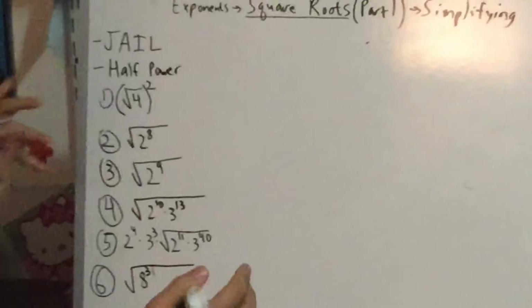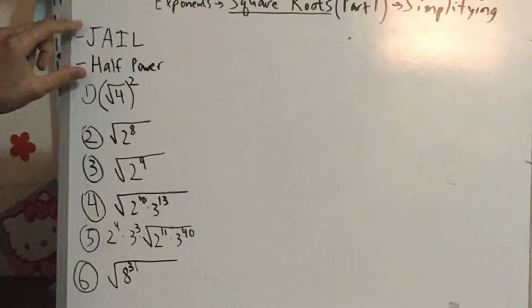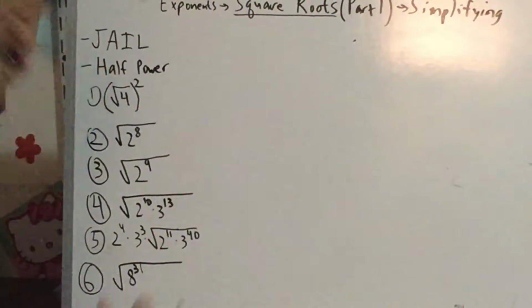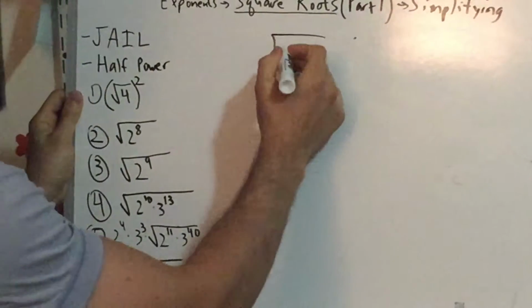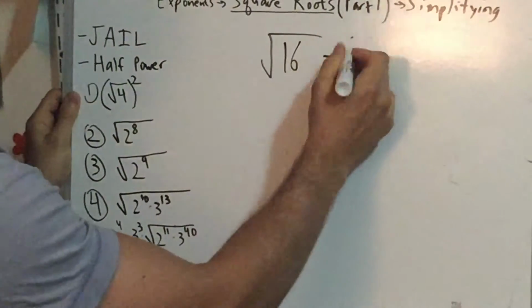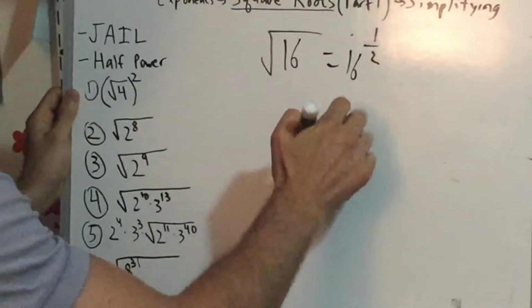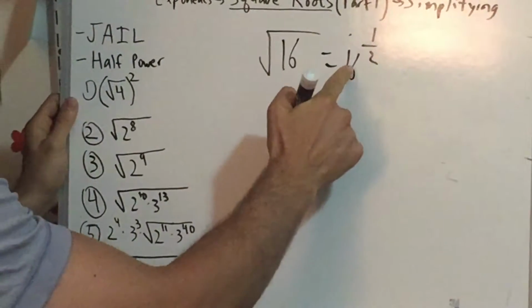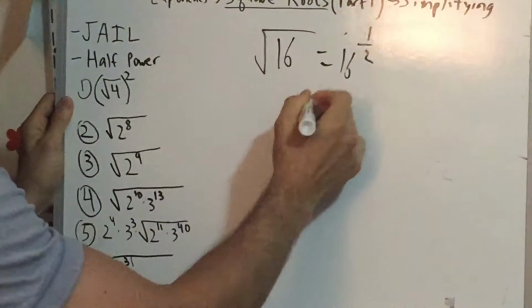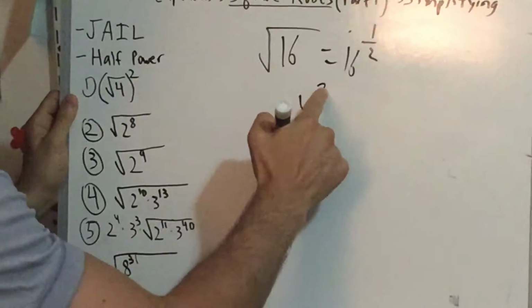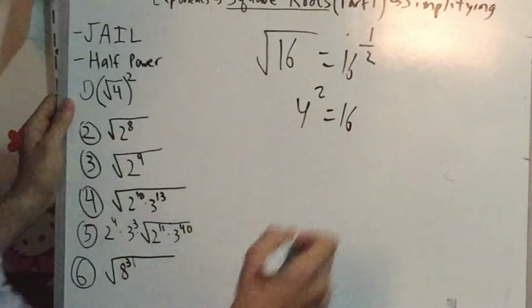So the square root is a half power. So these are the two concepts. A half power means that this is 16 literally to the 1/2 power. So this is saying what times itself 2 times gets you 16, so that would be 4. 4 times itself, 4 squared, is 16.